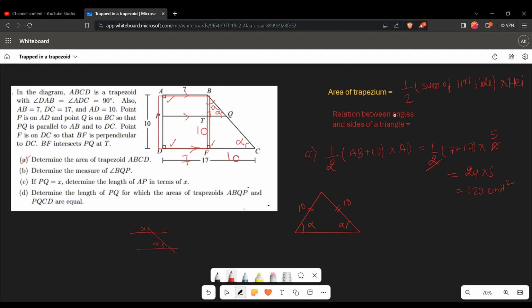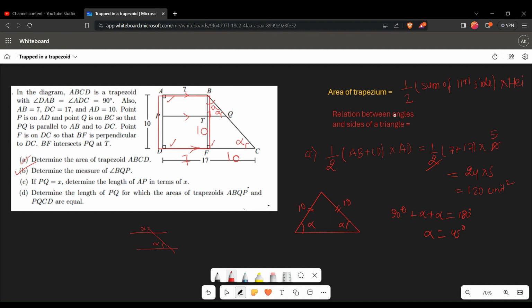Okay. And in triangle BFC, the angles are 90 degrees plus alpha plus alpha, and it will be 180 degrees. So alpha value equals 45 degrees. So we have found angle BQP is 45 degrees. Okay, fine.